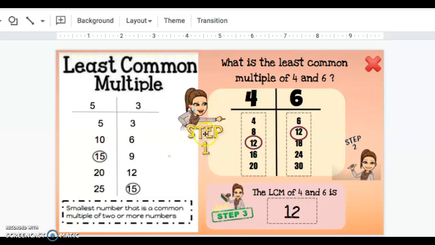First, step 1, create your T-chart, list your multiples. Step 2, circle the least common multiple that they have in common. So the smallest number in your list that they both have. And then step 3, tell me what it is. Okay? The closer to the top of your T-chart it is, the more accurate that it would be. Okay?